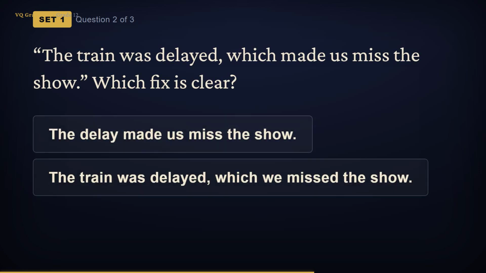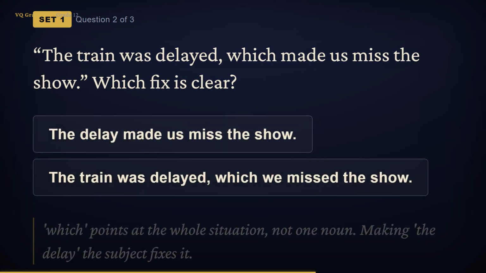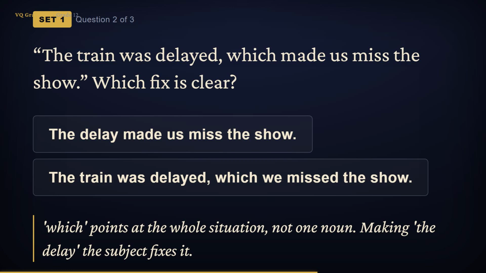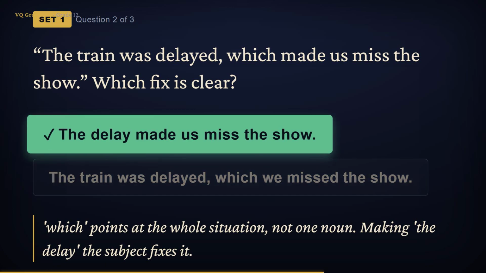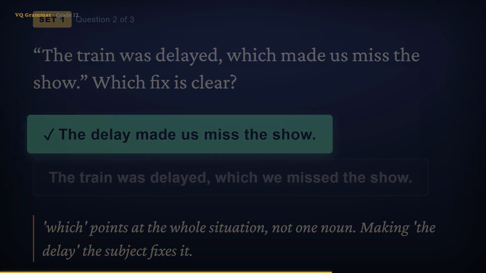The train was delayed, which made us miss the show. Notice that which has no single noun to stand for. It's reaching back at the whole idea of the delay. The fix is to turn that idea into a real noun and make it the subject. The delay made us miss the show. Clean, direct, and nothing left dangling.